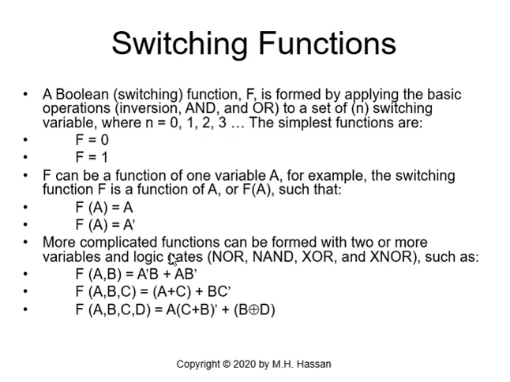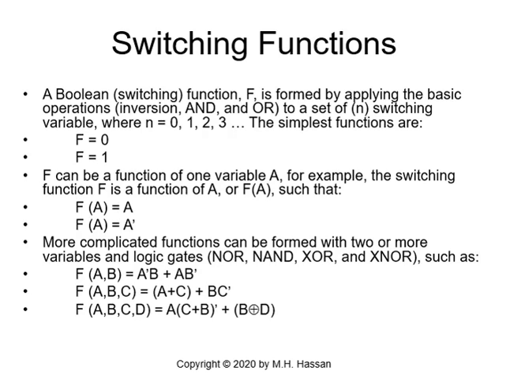More complicated functions can be formed with two or more variables and logic gates, such as NOR, NAND, exclusive OR, and exclusive NOR. For example, f of AB, a two-variable function, is A prime or AB prime. F of ABC, a three-variable function, is A or C or B, C prime. F of ABCD, a four-variable function, is A and C or B prime or B exclusive or D. So this is a four-variable function.